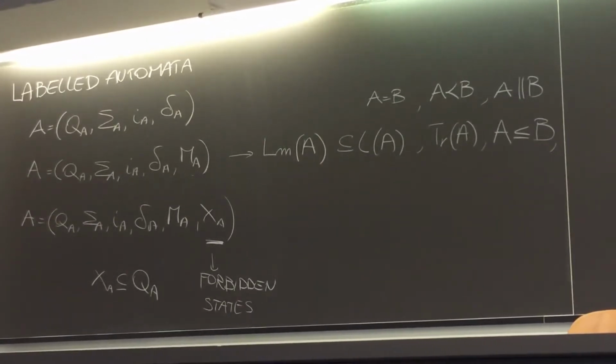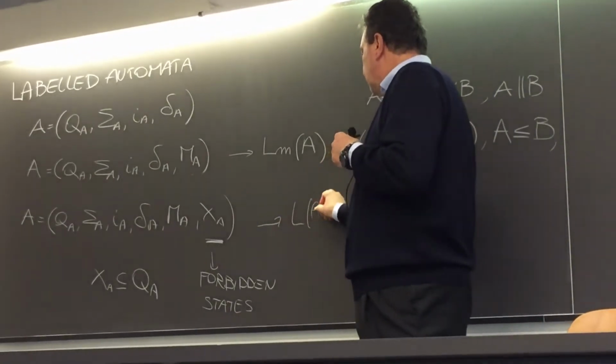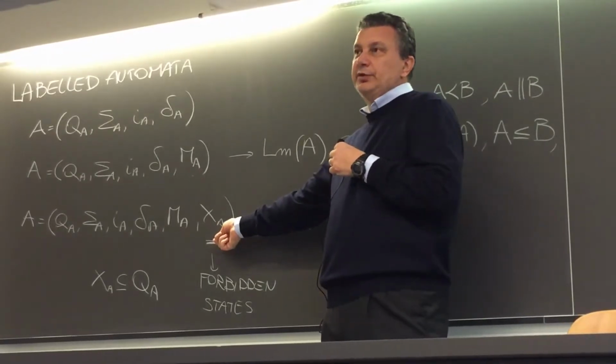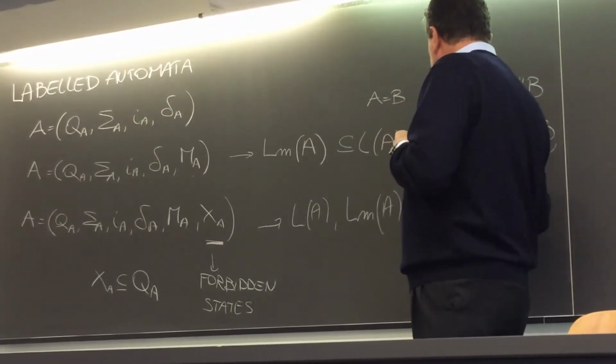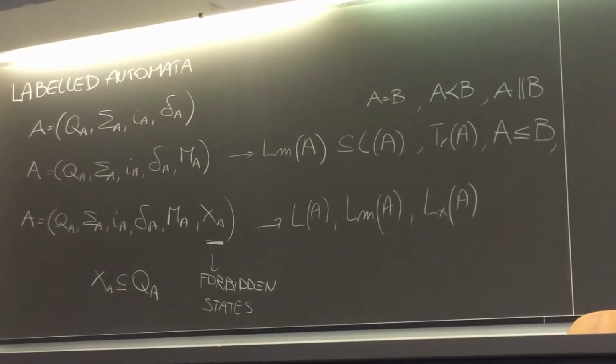That's absolutely straightforward. So for these automata, again, we can define for sure the language of the automaton and the marked language of the automaton, but we want to define something related to forbidden states. This is called the forbidden language, written LX of A. So what is the forbidden language? The forbidden language is the collection of those strings whose prefixes end up in a forbidden state. So basically it contains the strings that pass through a forbidden state.